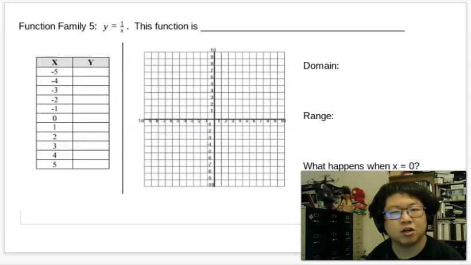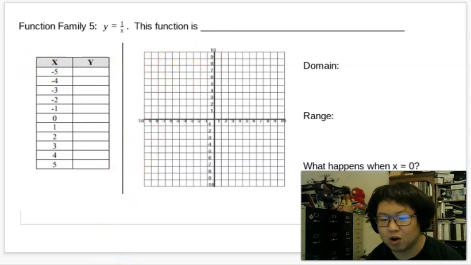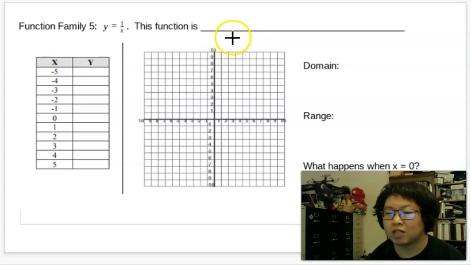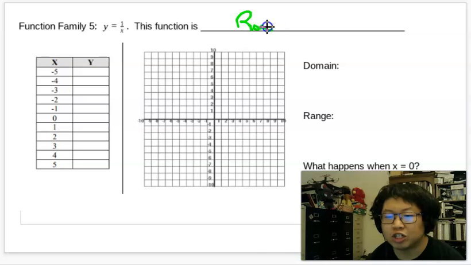Now we're moving on into the harder stuff, though. So this one's definitely one of the harder ones you might look at over your math career. This is y equals 1 over x, with x in the denominator. Okay. So when we talk about this function, we're going to be calling it the rational.